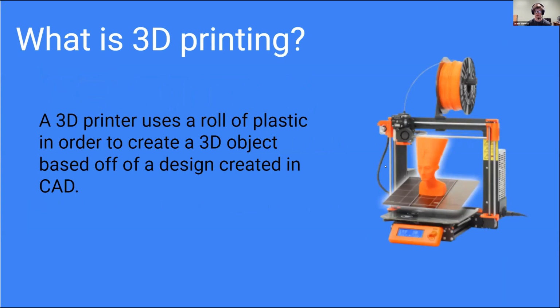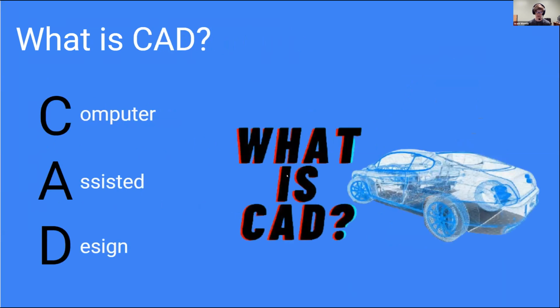So what is 3D printing? Well, a 3D printer uses a roll of plastic in order to create a 3D object based off of a CAD design. So what is CAD? CAD stands for Computer Assisted Design, which is basically a fancy way of saying designing things on a computer.